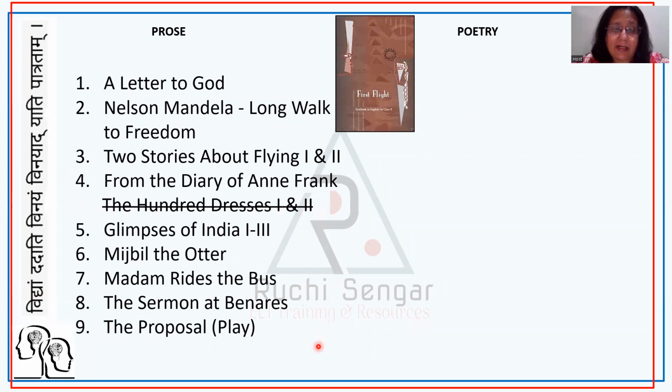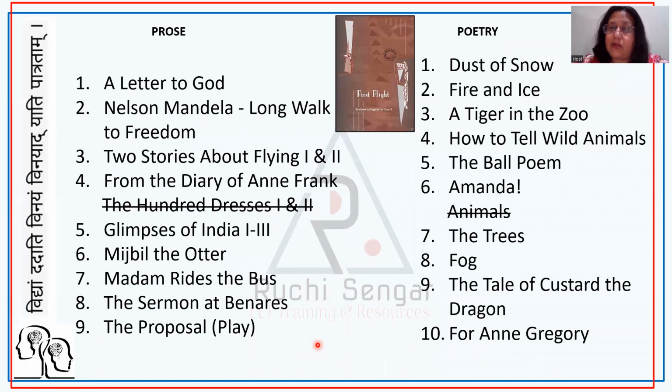The 100 dresses, 1 and 2. They've cancelled that out. In poetry, yes, in poetry, you have. So they've cancelled out this whole unit. You know, it's called units where you have chapters and a poem. Yes. So you have the 100 dresses with animals that has been cancelled out. Everything else is all there.